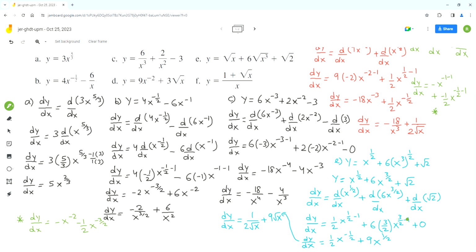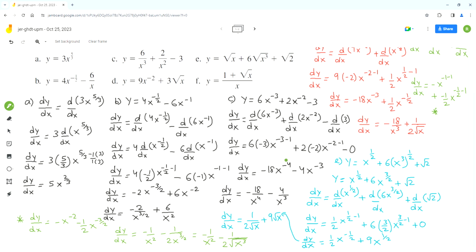And now we can write our final answer with positive exponents. So we can move the terms to the denominator. So negative 1 over x squared, and then negative 1 over 2 x to the power 3 over 2. And we can change it into the radical. So we can rewrite this as negative 1 over x squared, then minus 1 over 2, and then square root of x cubed. So this should be the final answer for the derivative of part F.